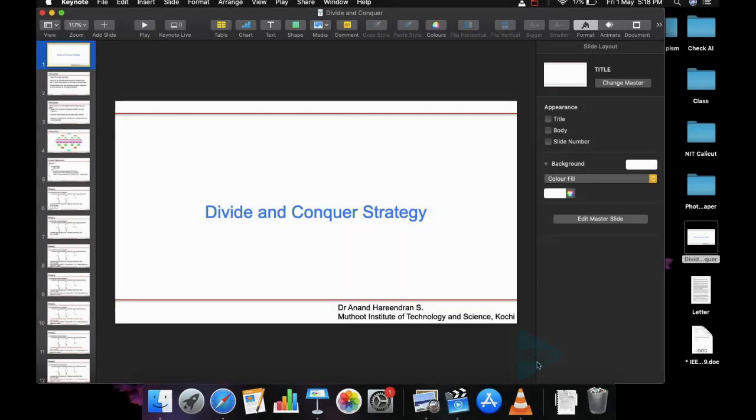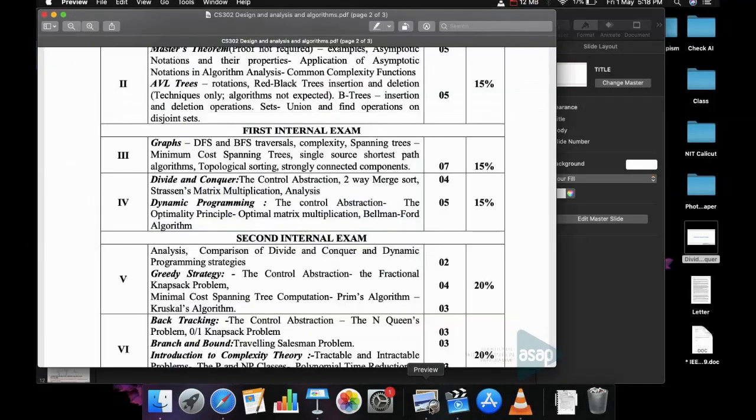Today we are going to deal with divide and conquer strategy. During last class we gave an outline on dynamic programming, which comes in your fourth module. We have covered optimality principle, optimal matrix multiplication, Bellman-Ford algorithm and the basic analysis.